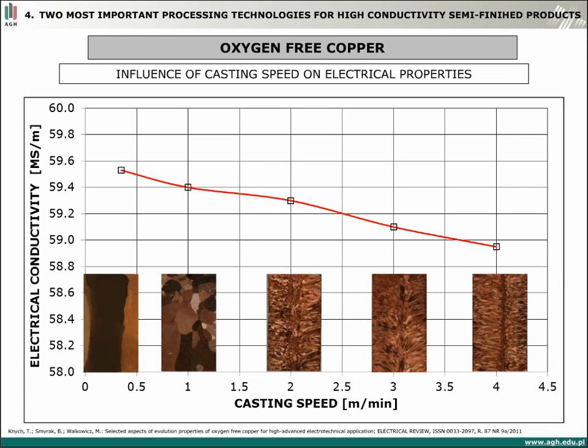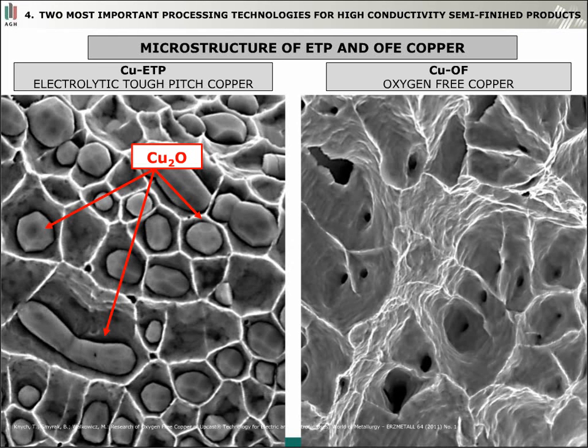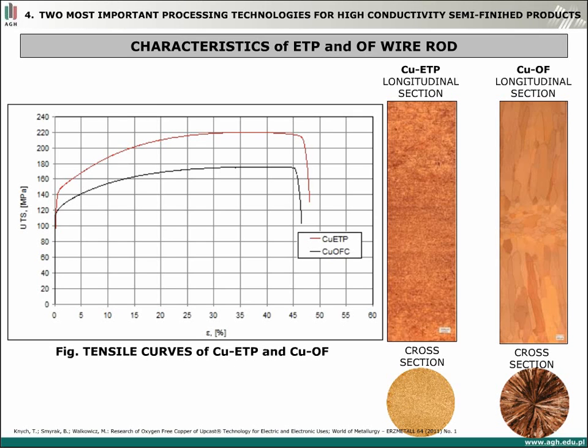And of course, a very important advantage of this technology is the almost complete reduction in oxygen content, which you can see in the picture on the right side of the slide. The production technology also influences some mechanical properties and technological performance, which I will address further.